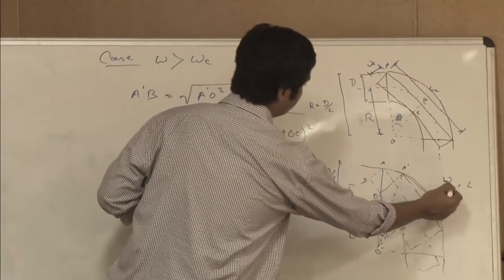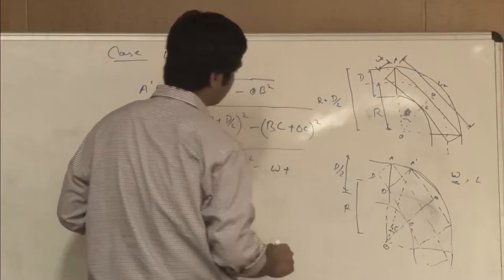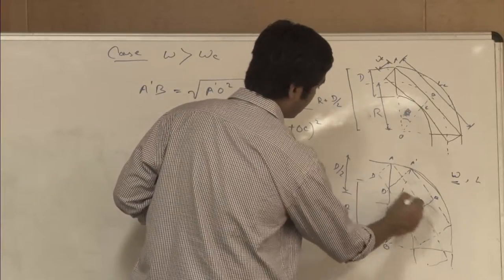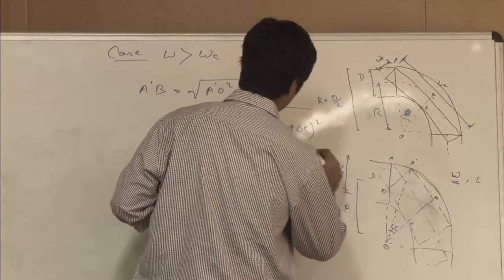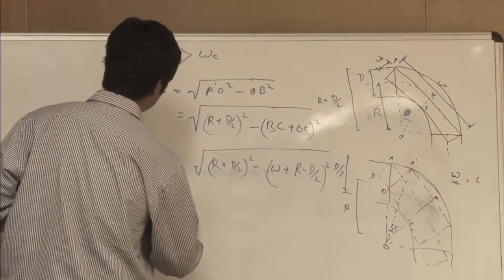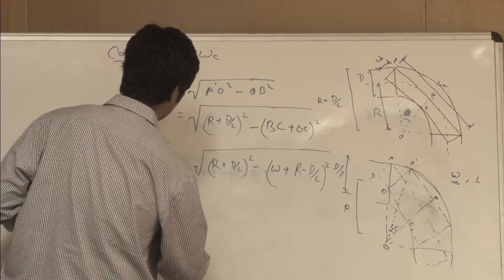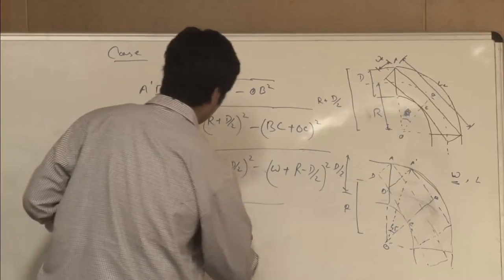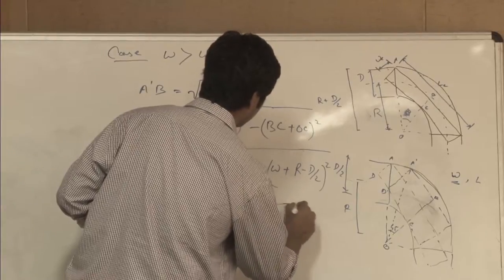BC is the new w, we know this value, so this is W. Plus OC is, here this is R and this is D by 2, so (R minus D by 2) whole square. And the new length is 2 times A dash B, that is 2 times the root of (R plus D by 2) whole square minus (W plus R minus D by 2) whole square.